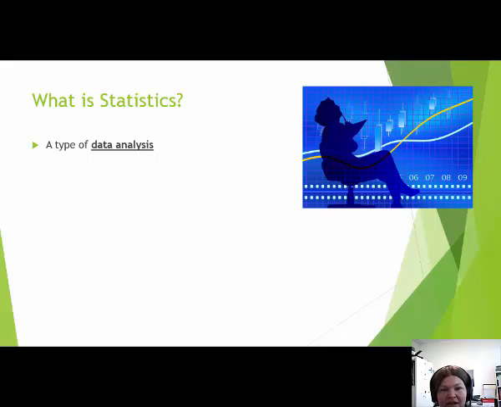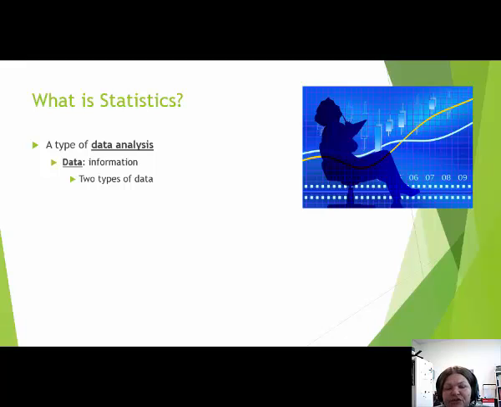We need to know the word data. It comes up all the time. And we need to know the word analysis. What does it mean to analyze? Well, data, first of all, is just information, pieces and bits of information that you've gathered. Who gathers information? Scientists gather information. Social scientists gather information. That's why I said we're going to see this on the science test and the social studies test as well as the math test.